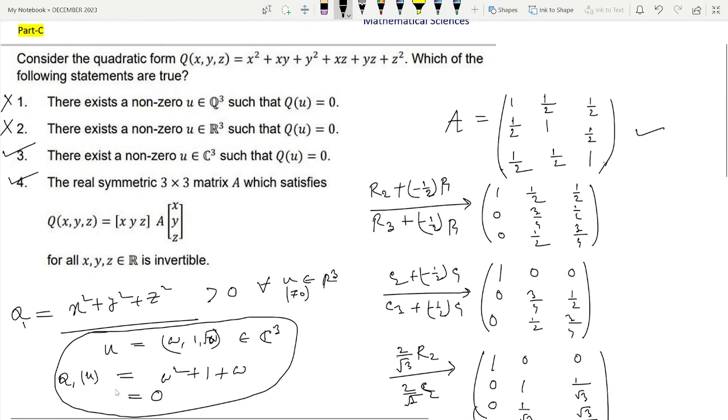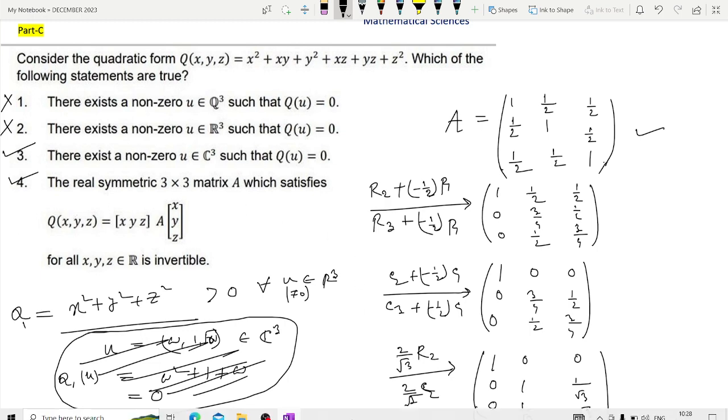So we don't need to follow this. We have proved already that option 3 is the correct option, and option 4 is also a correct option, as we have proved. So here option 3 and option 4 are the correct options, and option 1 and 2 are not the correct options. This is the solution of this problem.